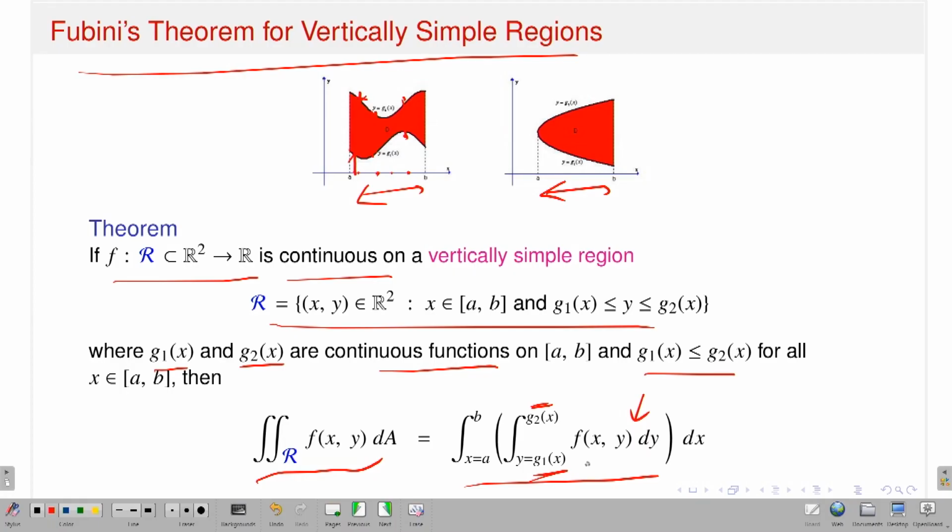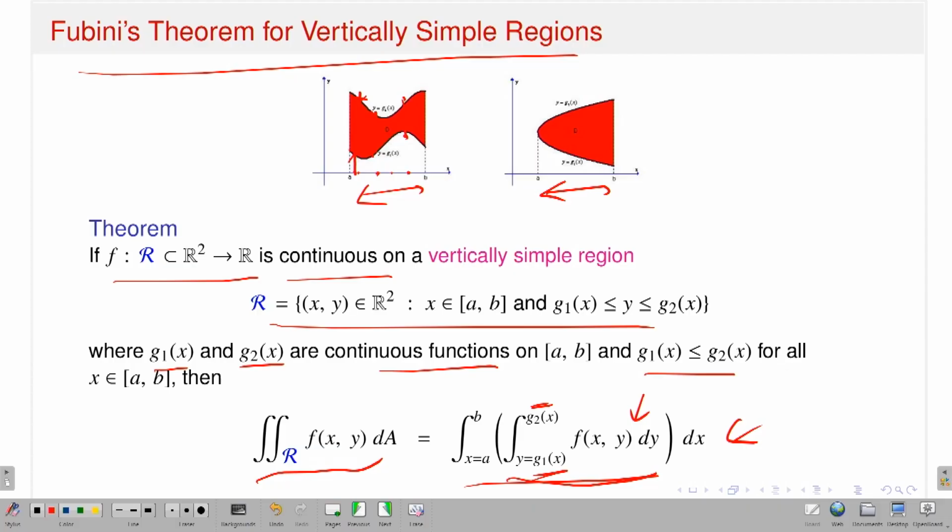associated with g2. So, that means you integrate from y equals g1(x) to g2(x), integrating the function f of x comma y, keeping x fixed. g1(x) will give you some value, g2(x) will give you some value, you have to perform the integration with respect to the y variable, and for each fixed x it will give a function of x, and then you perform the integral with respect to the x variable. So, that is how you can calculate the double integral for a vertically simple region. You can calculate it in terms of the iterated integral.